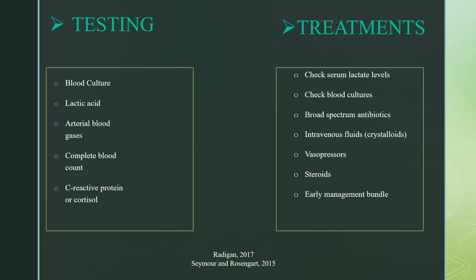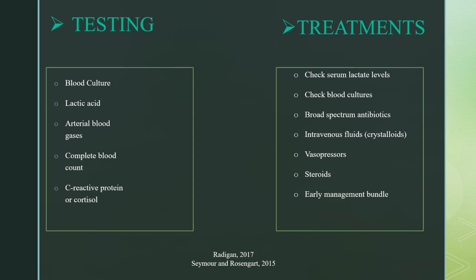Testing and treatment. The doctors will use a variety of tests to diagnose septic shock. They will start with blood cultures, which is the general standard for checking for infection in the body. They will also check lactic acid to see if the patient's condition is getting worse. They will also check the arterial blood gases to make sure the patient is not going into respiratory failure. They will take a look at the carbon dioxide and oxygen levels. They will check a complete blood count to look at the white blood cells to see if they are elevated. And they will also check for the C-reactive protein.